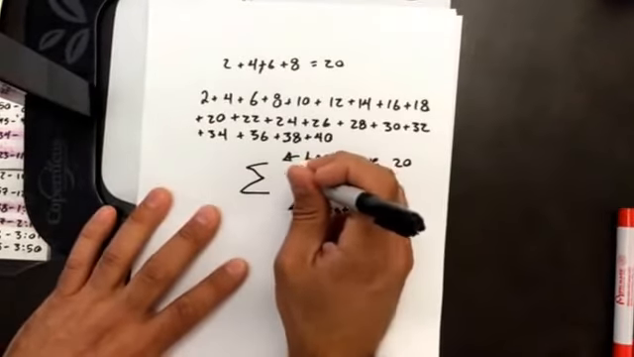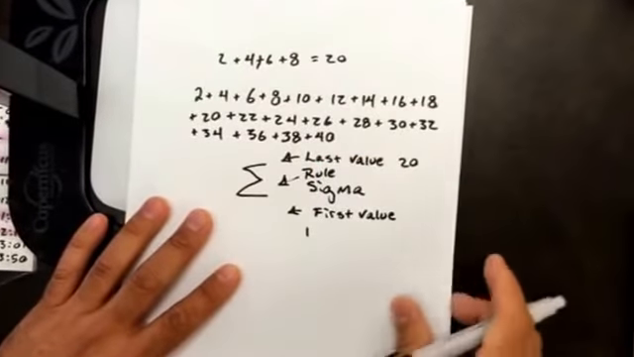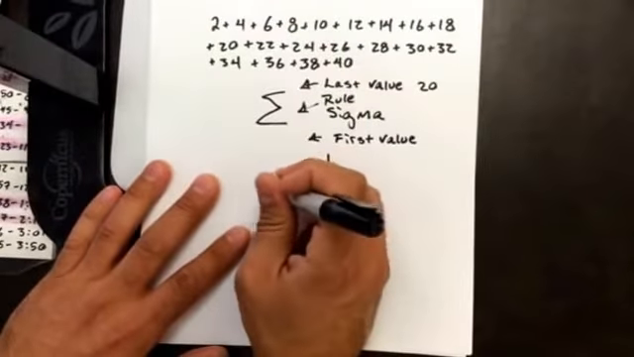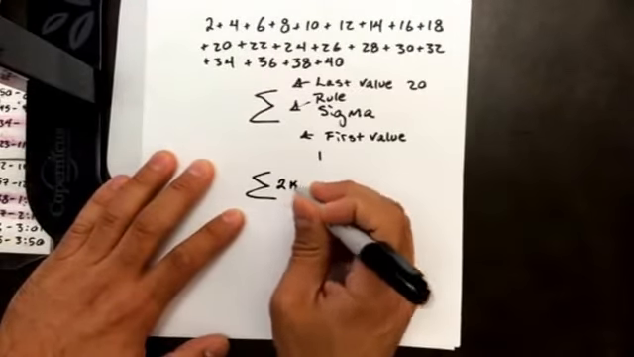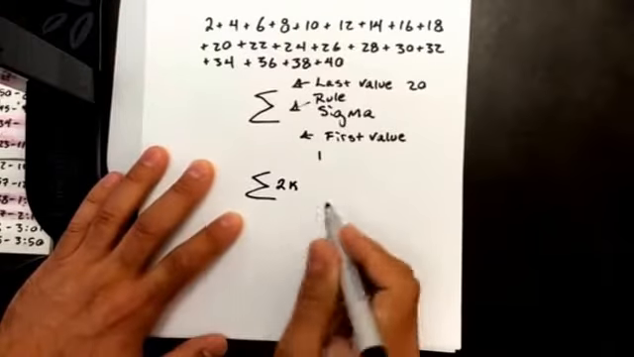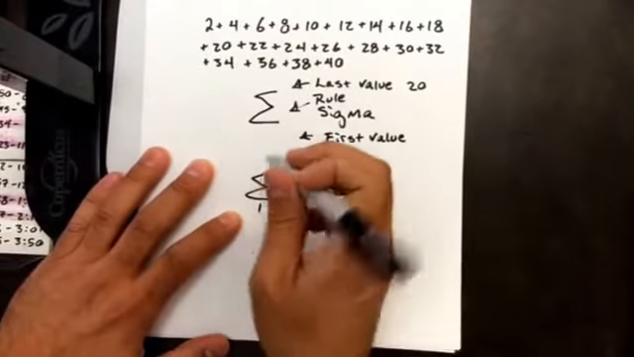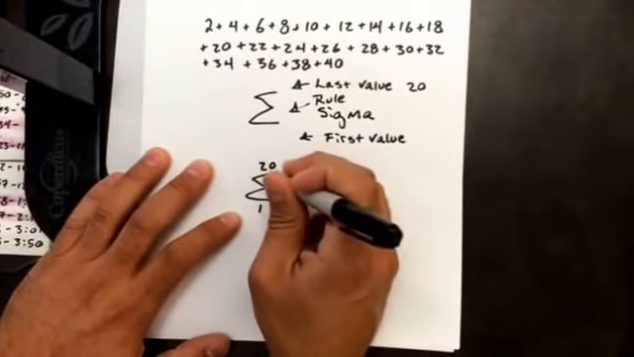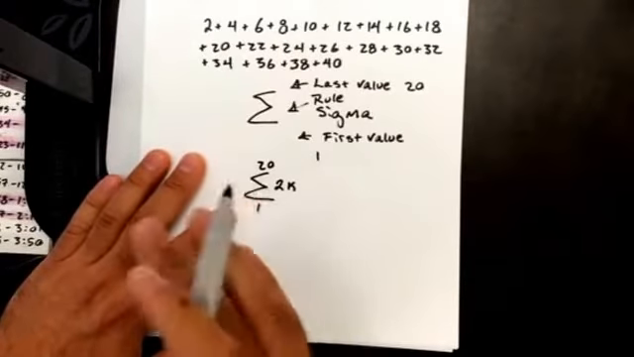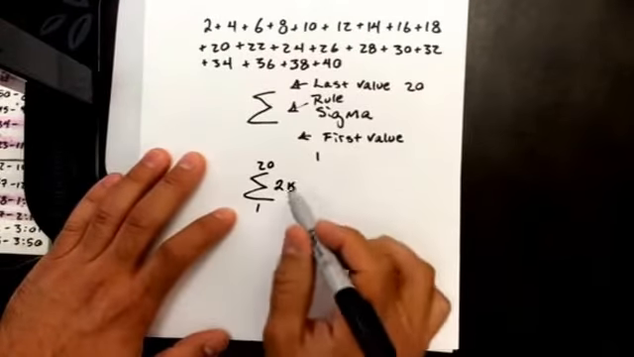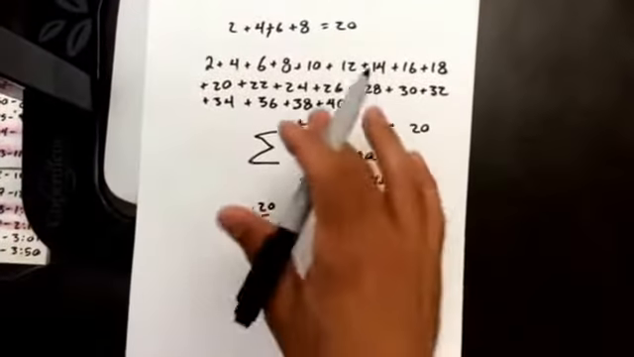And then the rule goes right here. So we say it's something like this. For this one, it's 2 times the number in the series. The first number is going to be 1, and the last number is going to be 20. So this is telling me to do the summation of all the numbers in the series from 1 to 20 using this rule right here, which is the same thing as what I wrote out up here.